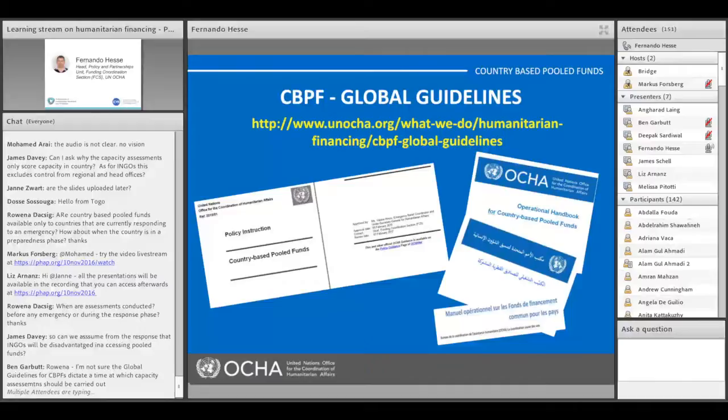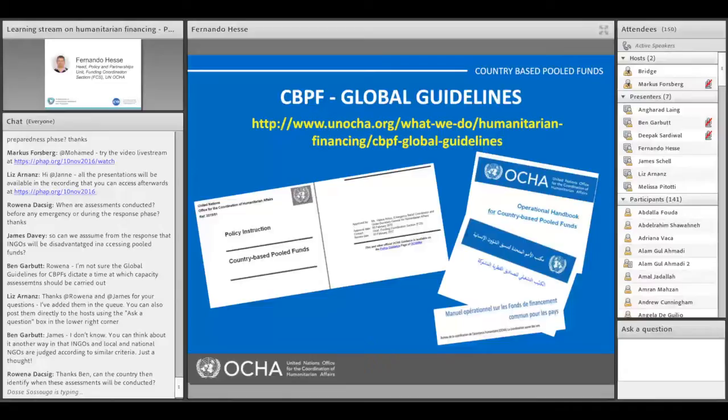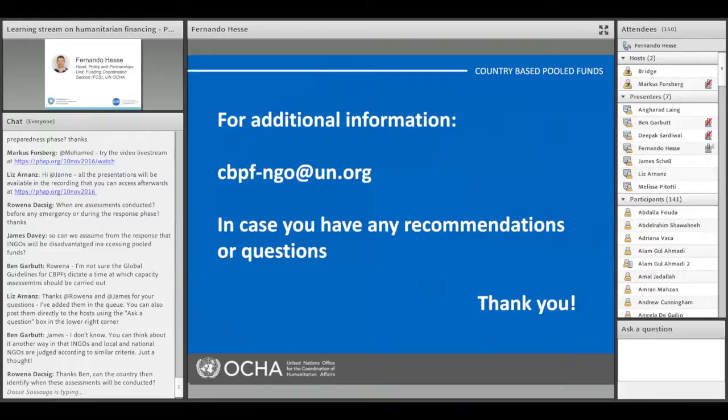The global guidelines are mandatory for all CBPFs. The operational guidance contained in the handbook represents minimum standards for management arrangements that must apply to all CBPFs. Each country-based pool fund will develop country-specific operational manuals based on the operational handbook. So the minimum standard will be these guidelines, which are used at the global level, and you can check them also on our website. We can send them to you if you require. And so I think I will leave it there for the time being, and look forward to the questions later.